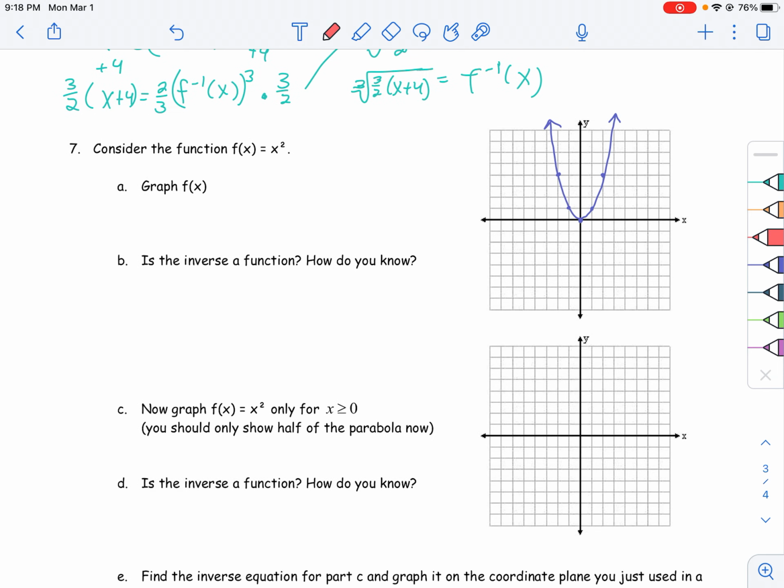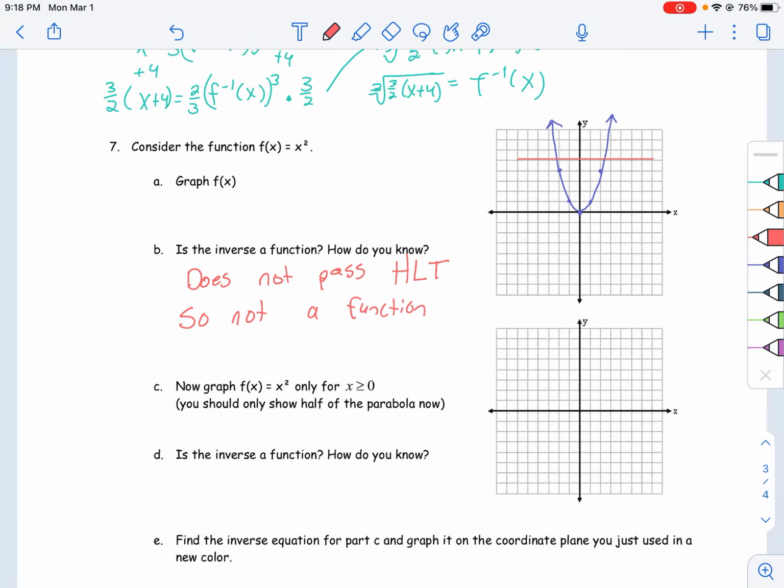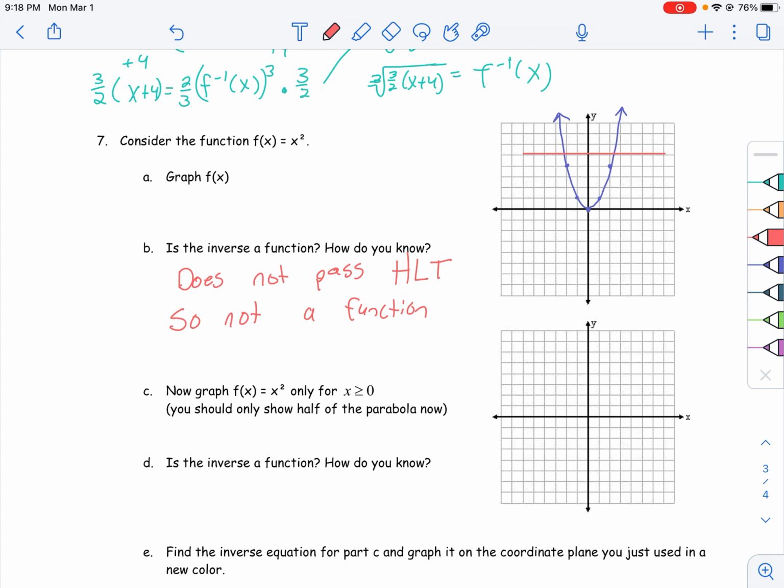It says, is the inverse a function? How do we know? Draw a horizontal line. Does not pass the horizontal line test. And you can just put HLT, horizontal line test. That's how we know the inverse does not pass the horizontal line test, so not a function. Okay, so not passing the horizontal line test is enough explanation.